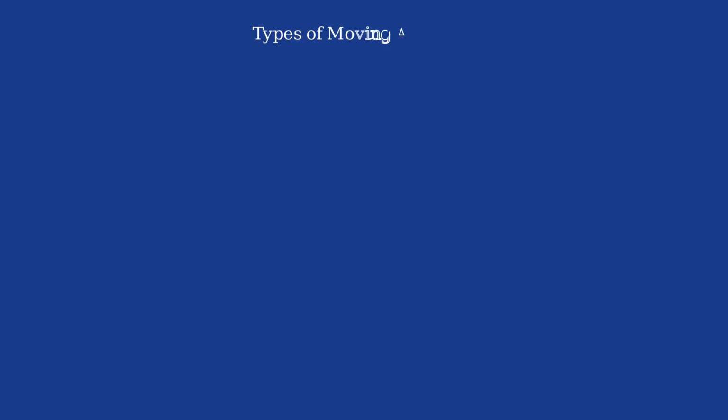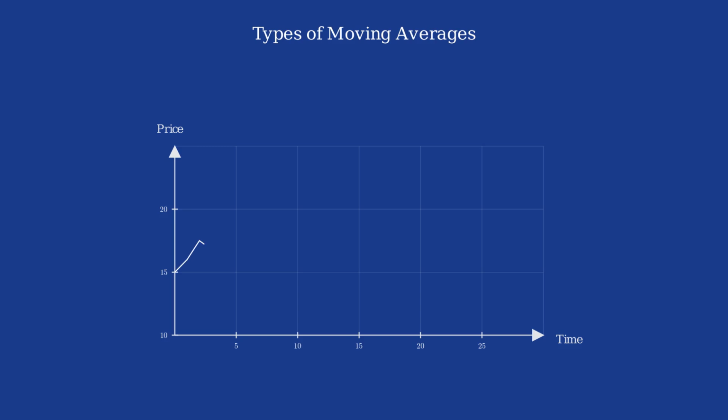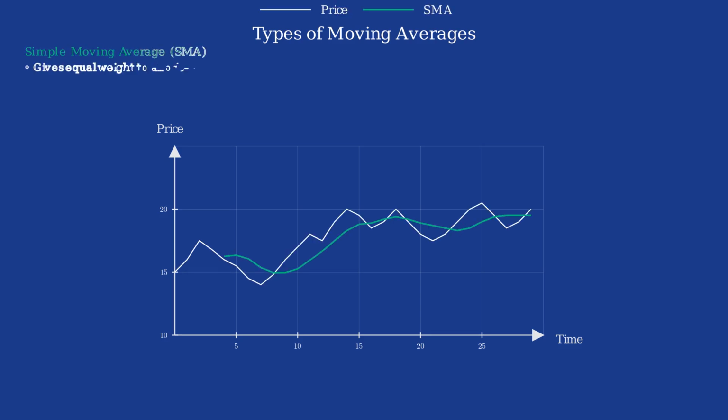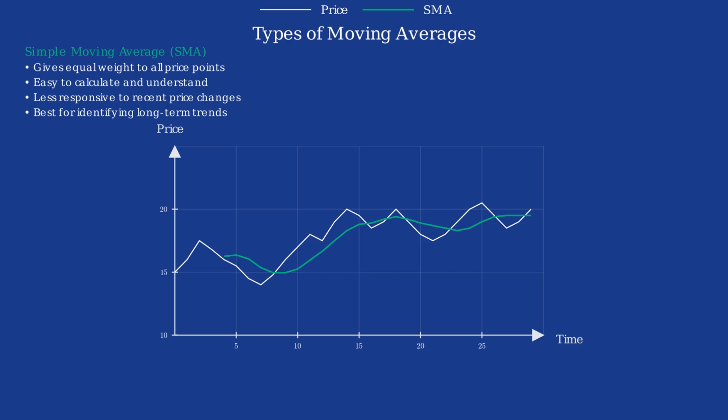There are several types of moving averages used in technical analysis. To understand how each type works, let's look at a sample price chart. The simple moving average, or SMA, gives equal weight to all price points in the calculation period. It's easy to understand but less responsive to recent price changes, making it better for identifying long-term trends.